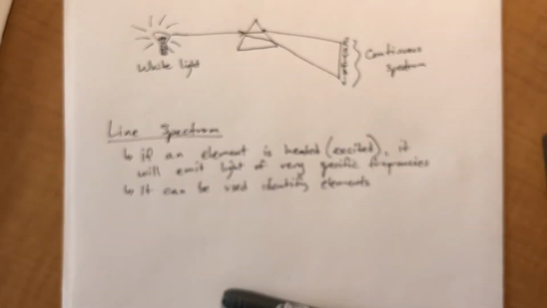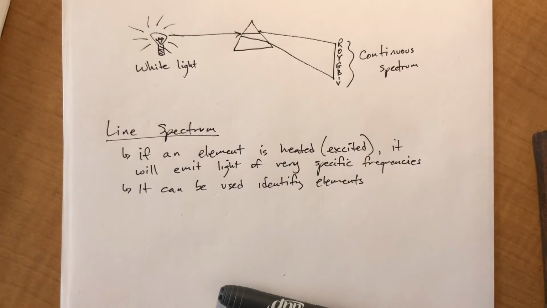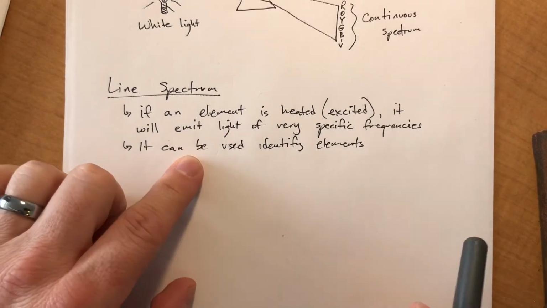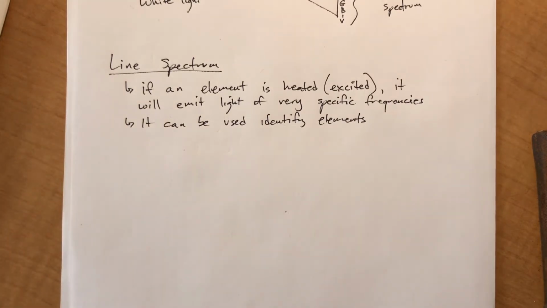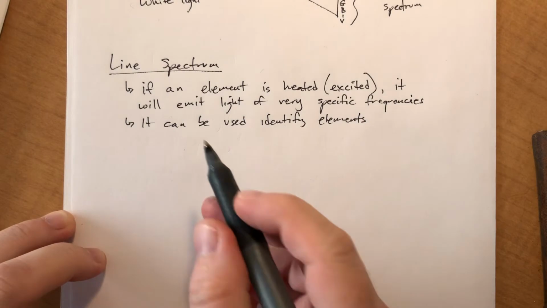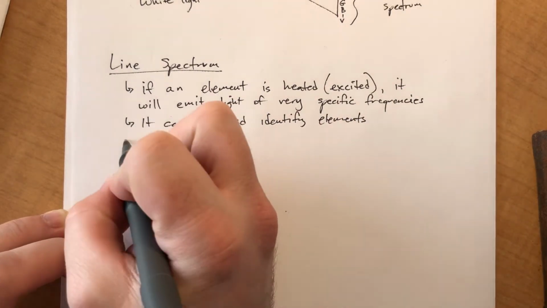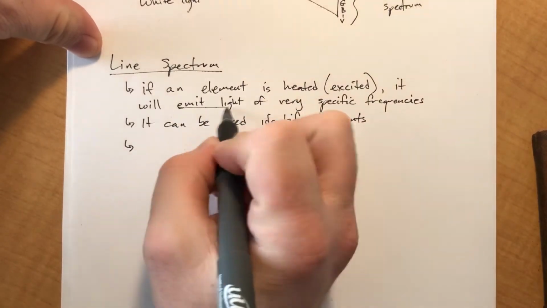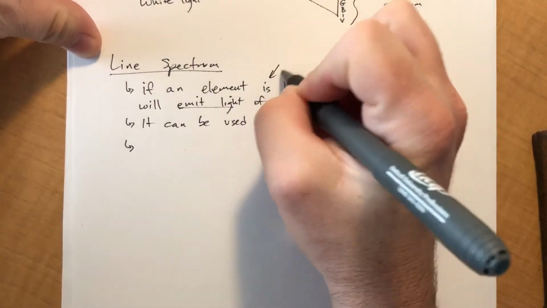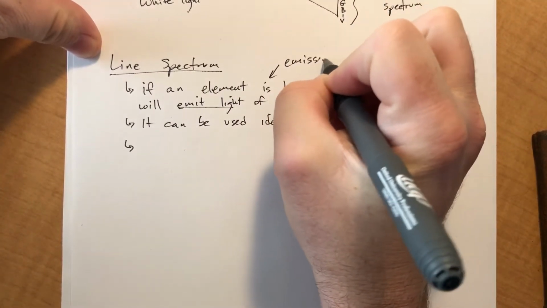But the idea is that every element has its own unique line spectrum. Its own very, very specific frequencies that it will absorb or release. So this is one way to see a line spectrum. This is an emission spectrum. It's emitting light.